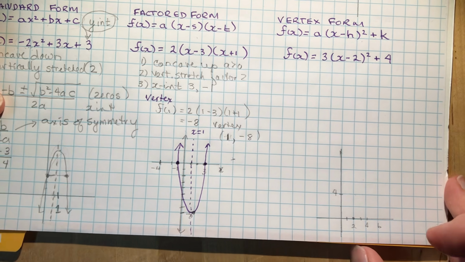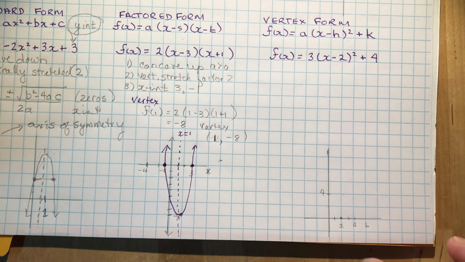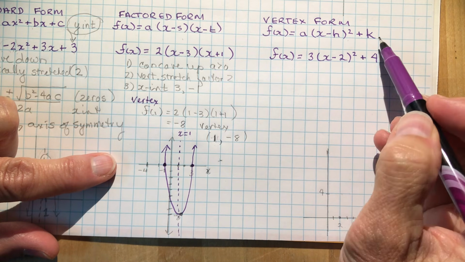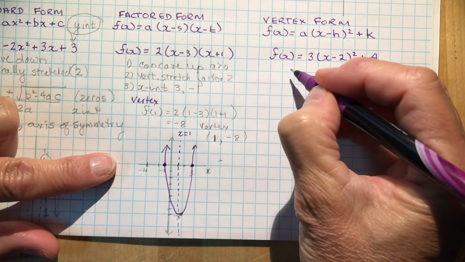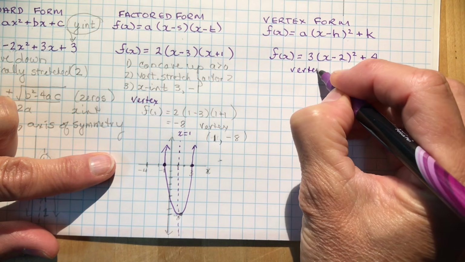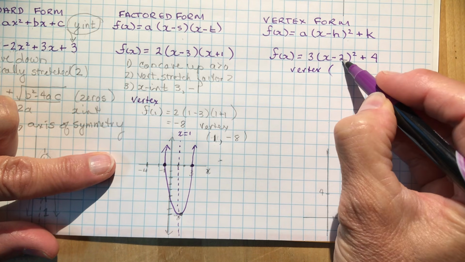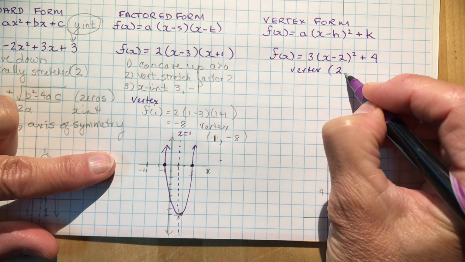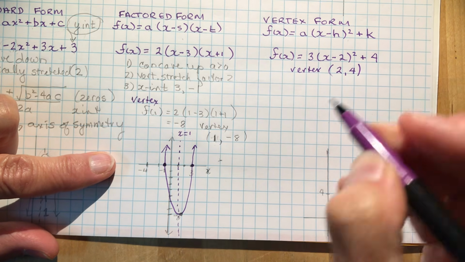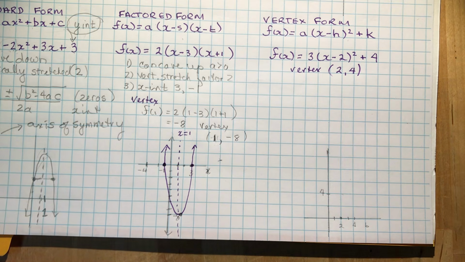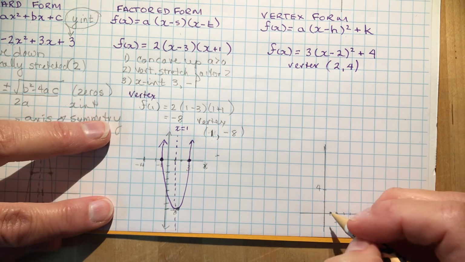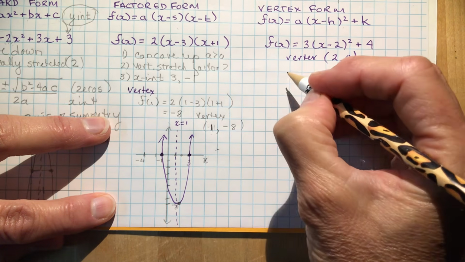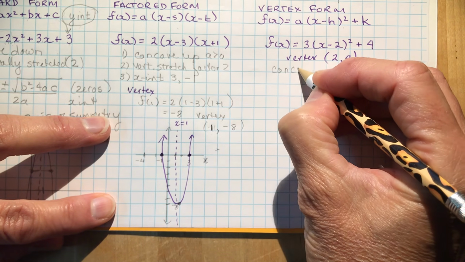The last function I'm going to do in this lesson is a vertex form. In the vertex form, h and k give you the vertex. So in this case, the vertex is going to be at, remember x's are weird, looks like -2, but it's going to be +2 and 4. That's my vertex. So down here I have 2 and 4. Is it concave up or down? It's concave up.